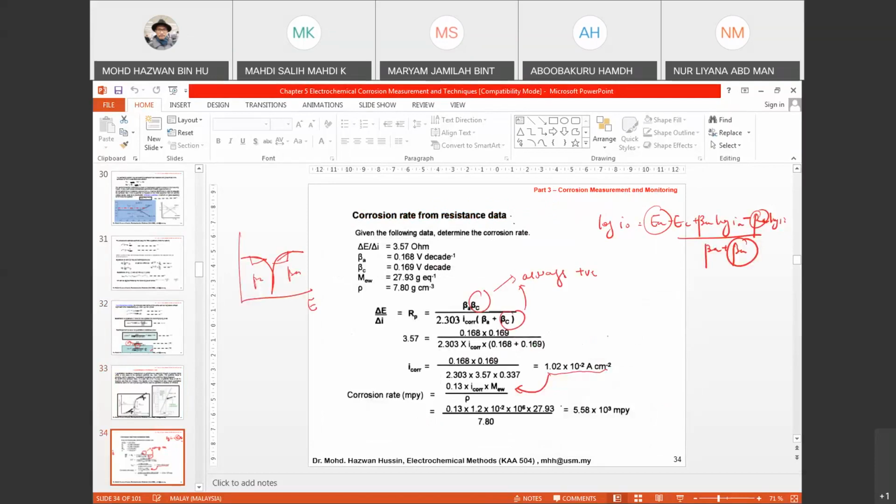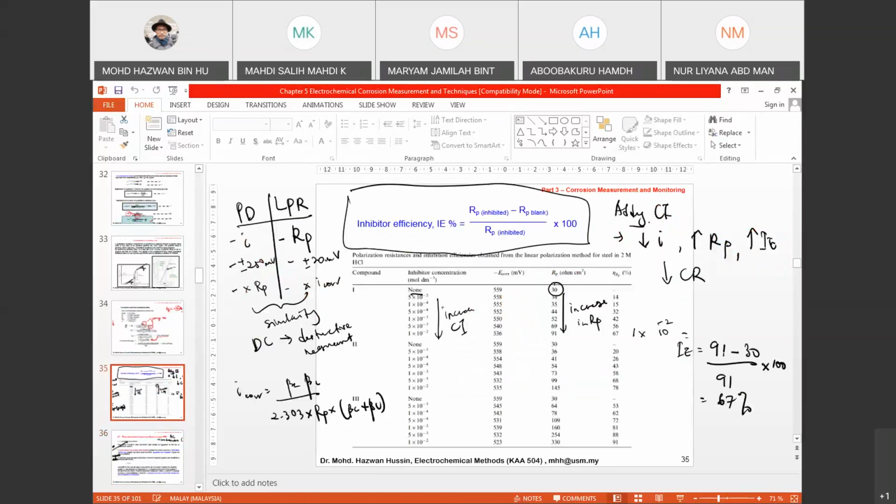Right. So, some examples. When you do linear polarization resistance, you will get this data: RP, beta A, beta C, and then the other values that you already know, the equivalent weight and also the density of the steel. When you substitute into the formula, you can calculate I corr, and from I corr, you can calculate the corrosion rate based on the formula that you learned in chapter 3. This is also an example of the effect of inhibitors and how you can calculate inhibition efficiency based on polarization resistance.